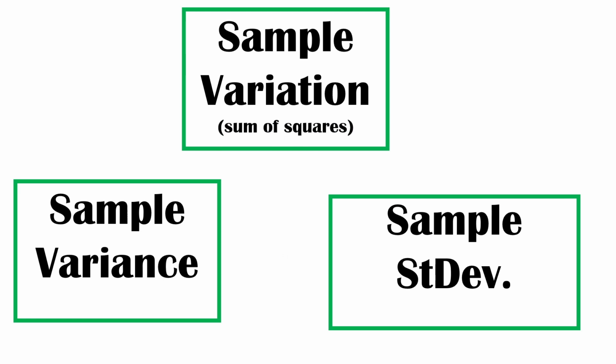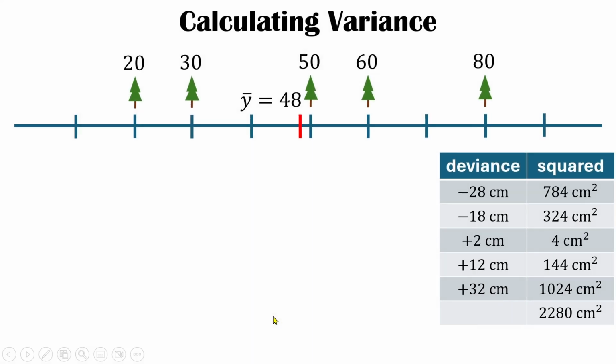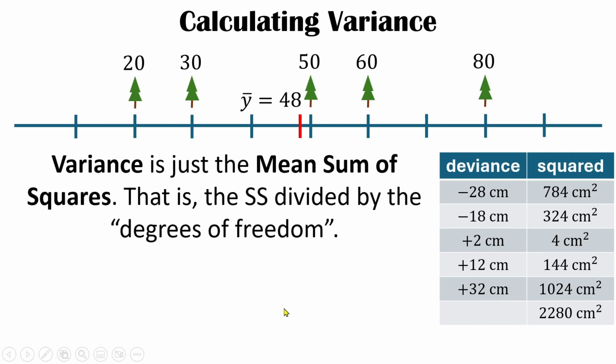Sample variation is measured by the sum of squares. Now let's move on to sample variance. This is going to be quite easy now. The difference is very slight. The variance is just the mean sum of squares. In other words, it's the sum of squares divided by something called the degrees of freedom.